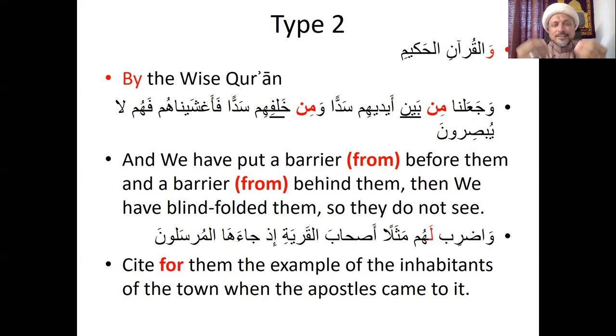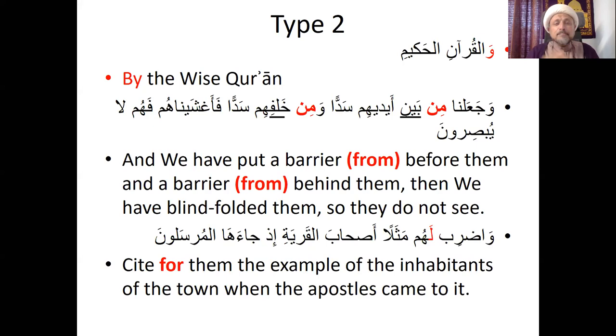But metaphorically, give him an example. Strike him with an example. Cite for him an example. Present for him an example. Present for them. Here, lahum. So the verb is like present for them. Wadrib, so that they can understand. Instead of a slap, give them an example.